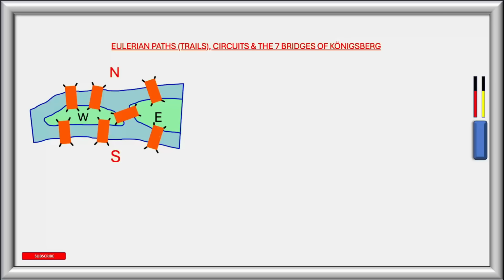Let's now have a few attempts at achieving what the locals couldn't. So let's start on the north bank and cross over to the east island using this bridge. And then we can head over to the west island and then back up to the north bank on this bridge. And then we can come back down onto the west island using this other bridge. And then we'll head to the south bank. And then from the south bank, we'll go back onto the west island.